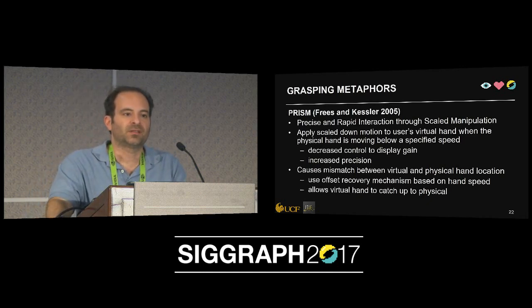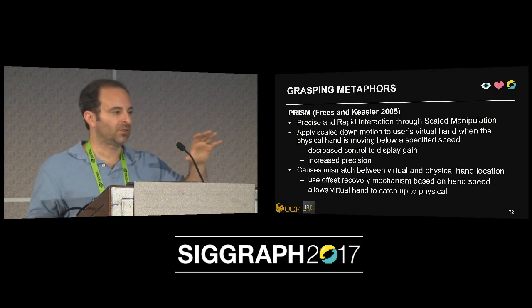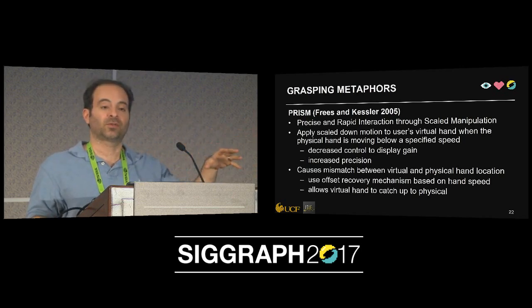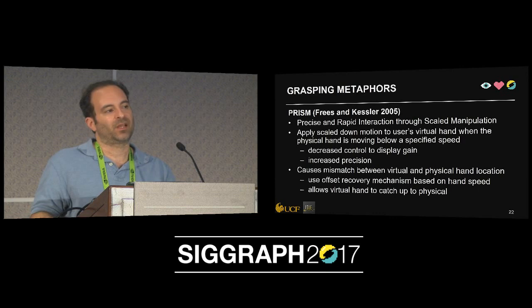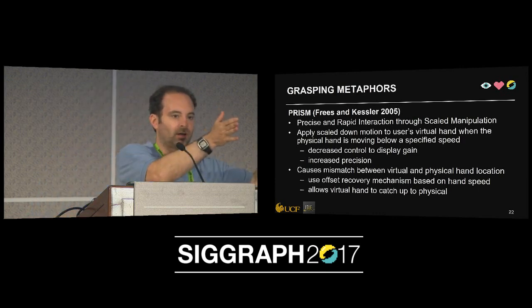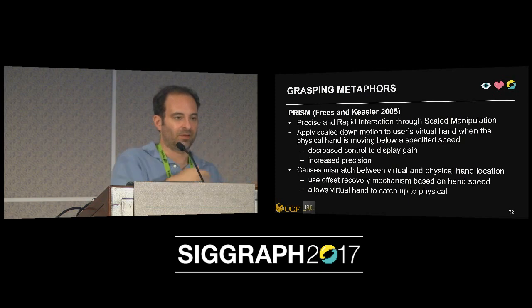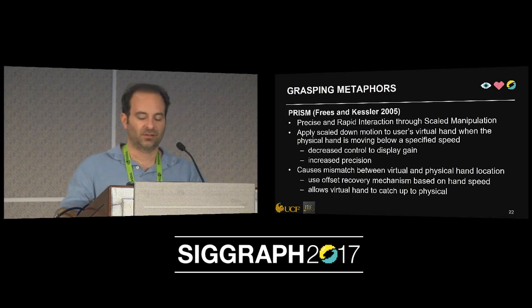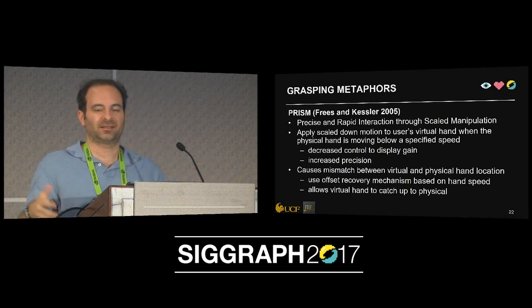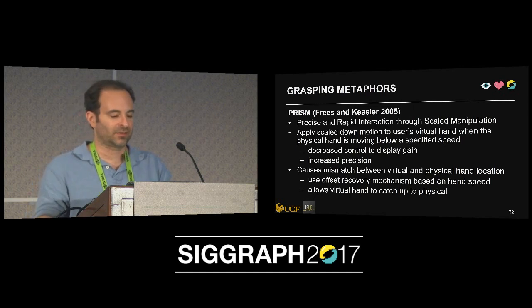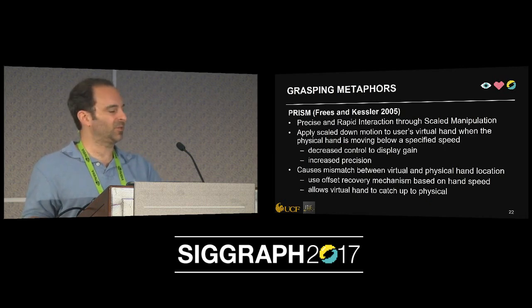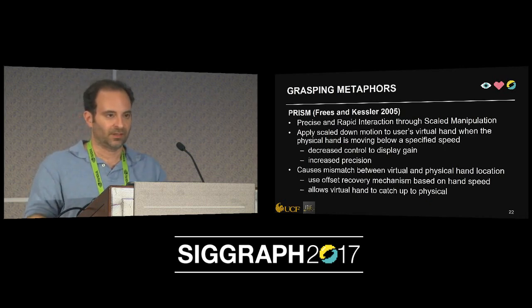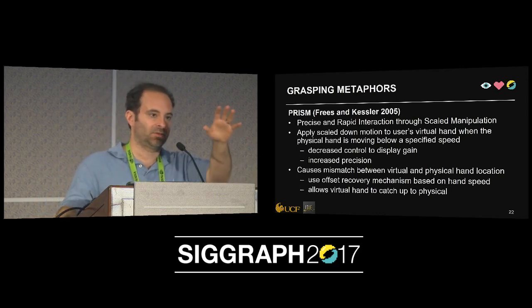All right, so what that means is that if I move my physical hand a certain amount, the virtual hand, or the virtual cursor, if you will, is going to move even slower. I can move my hand this far in physical space, but in virtual space perhaps my cursor is only moving this much. So that gives me a lot of precision. And this is really good if I have a very dense area of objects that I want to select from. But, of course, the trade-off is that you cause a mismatch between the virtual and the physical hand location.